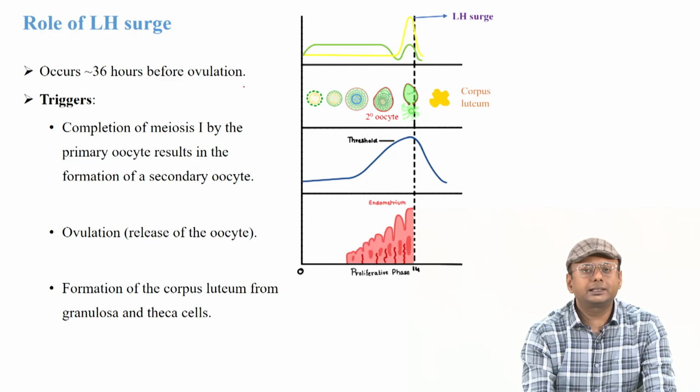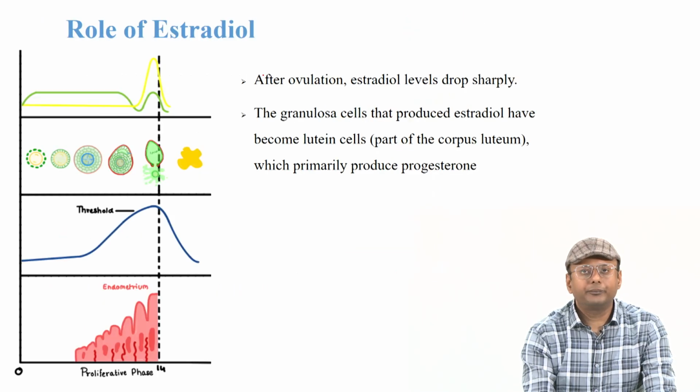We already discussed the role of the LH surge, right. LH surge is highly important because it allows the completion of meiosis one, it allows the formation of the secondary oocyte, it allows the female body to complete ovulation at day 14, and eventually it helps to form the corpus luteum.